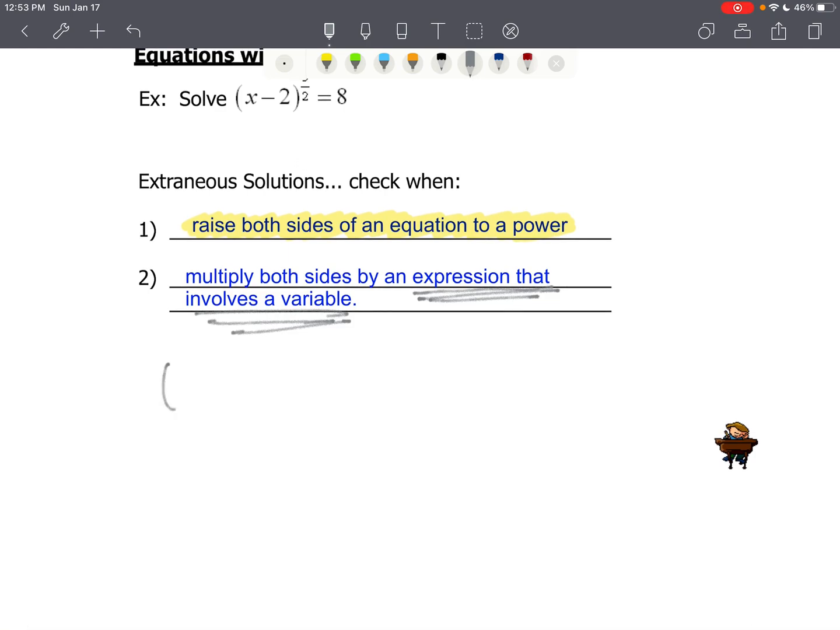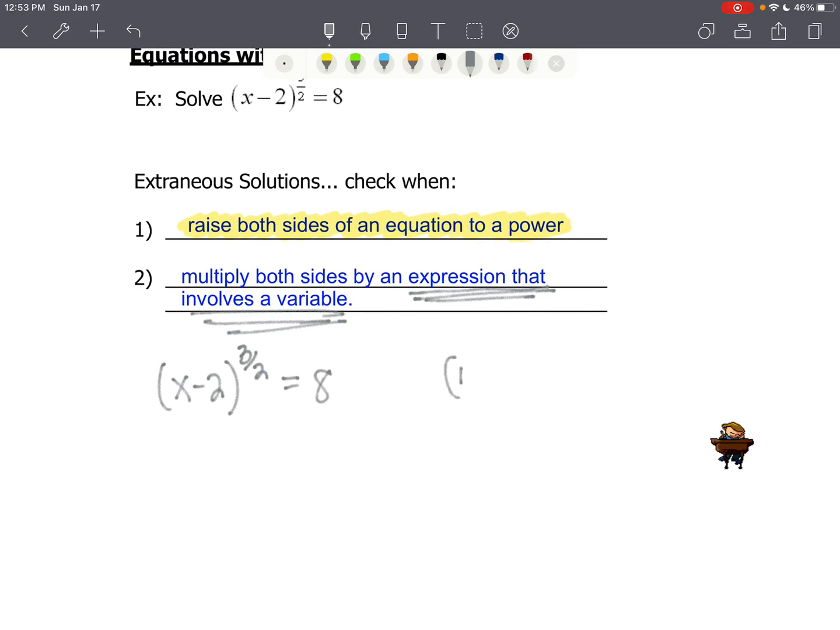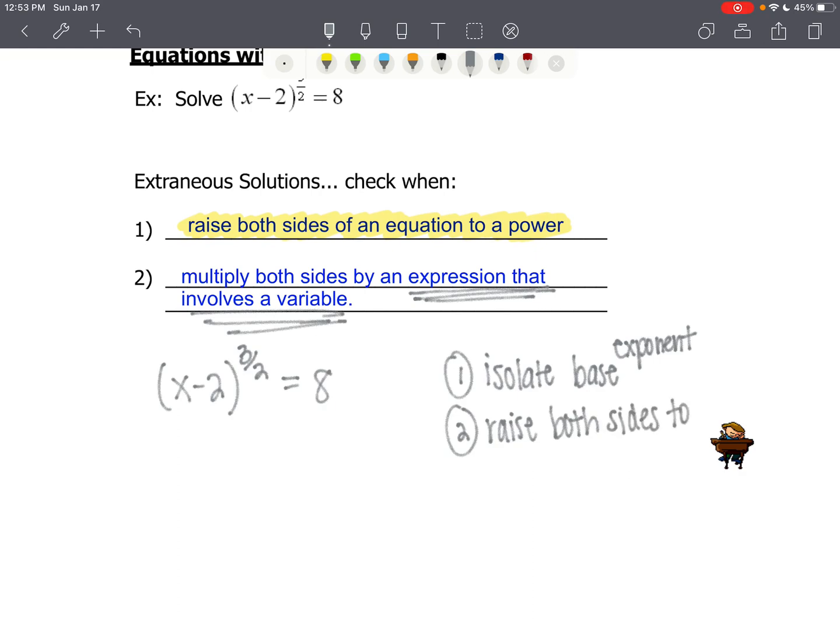So let's rewrite the problem. We've got x minus 2 raised to the 3/2 power, and that's equal to 8. What I'm going to do is isolate the base raised to that exponent, and then I'm going to raise both sides to the reciprocal power. And you'll see why. So we've got x minus 2 to the 3/2 equals 8.